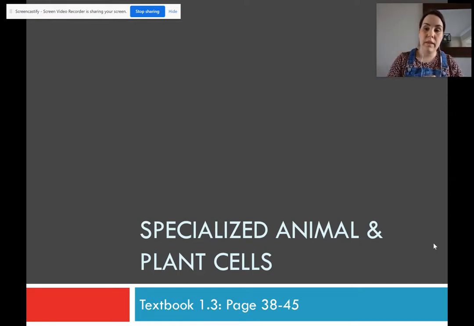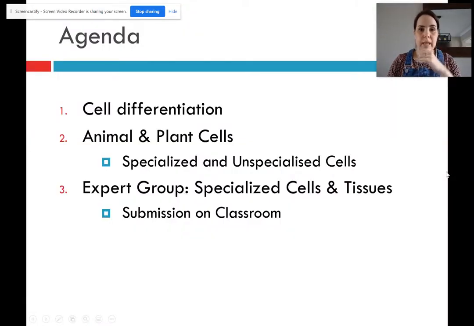We already learned a little bit about cells yesterday. So we learned about the difference between prokaryotic and eukaryotic, plant and animal cells, and the different organelles within those cells. Today what we're going to be doing is looking at how those cells can specialize from generalized or unspecialized cells to specialized cells.